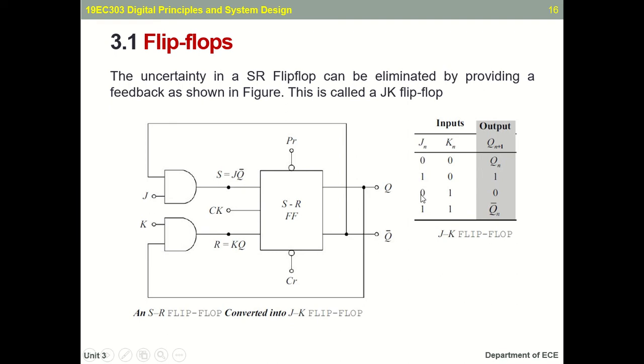For example, if in the previous state before this 1 and 1 the output was 1, here it will become 0. That is called the toggled output. Here a simple RS flip-flop is converted into a JK flip-flop by using two AND gates and a feedback from the outputs Q and Q bar.